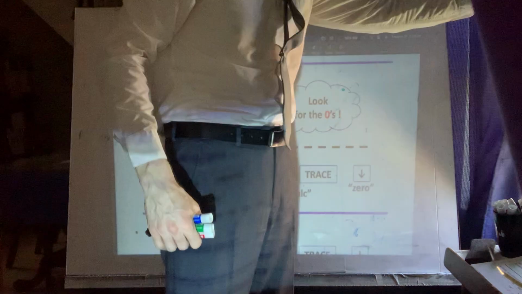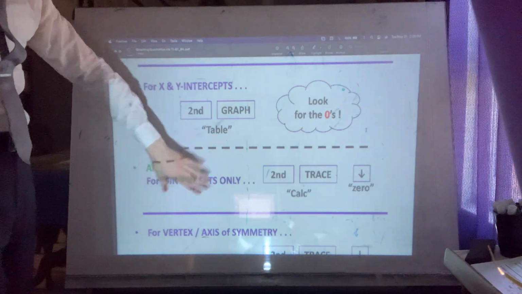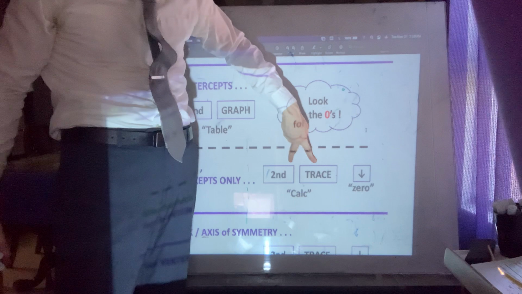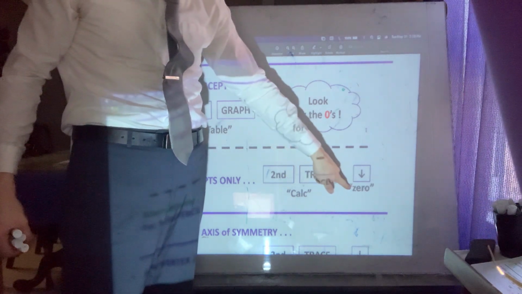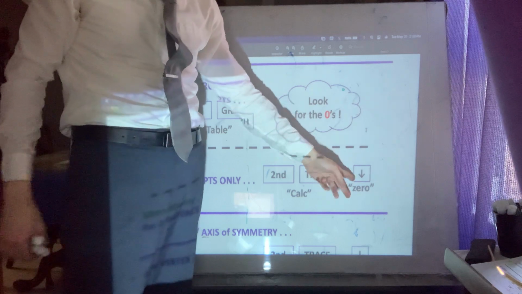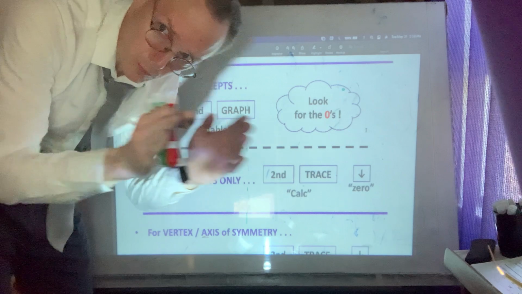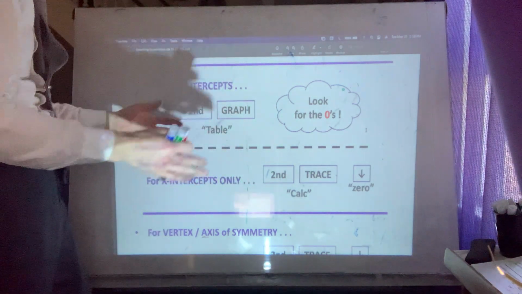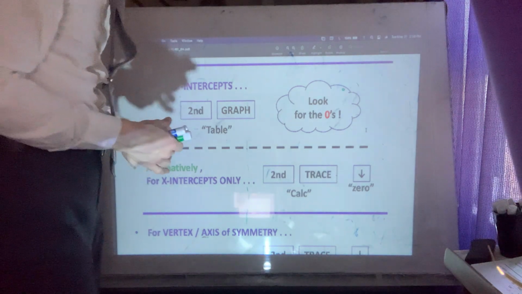Let me pull this back down. If you're looking for just the x-intercepts, there's a feature in your calculator that you can get through second trace to engage the blue calc. And then option 2, I want to say something like that, is zeros, all right? It's another example of where you have to move the cursor to basically tell your calculator where to look, all right?